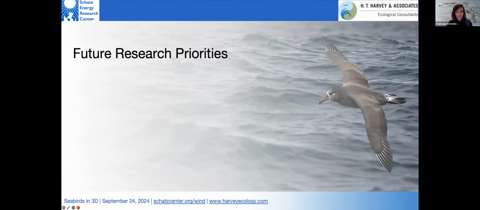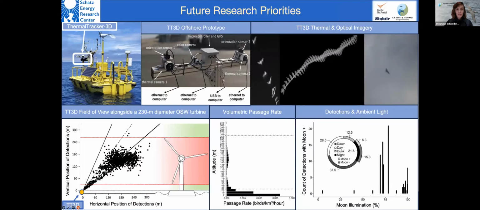Here, I can do that. So this future research priorities is about ongoing work that's happening off the coast of California, and is current. So if you want to go to the next slide. We got some nice imagery of some things that have been going on. This is actually from 2021.